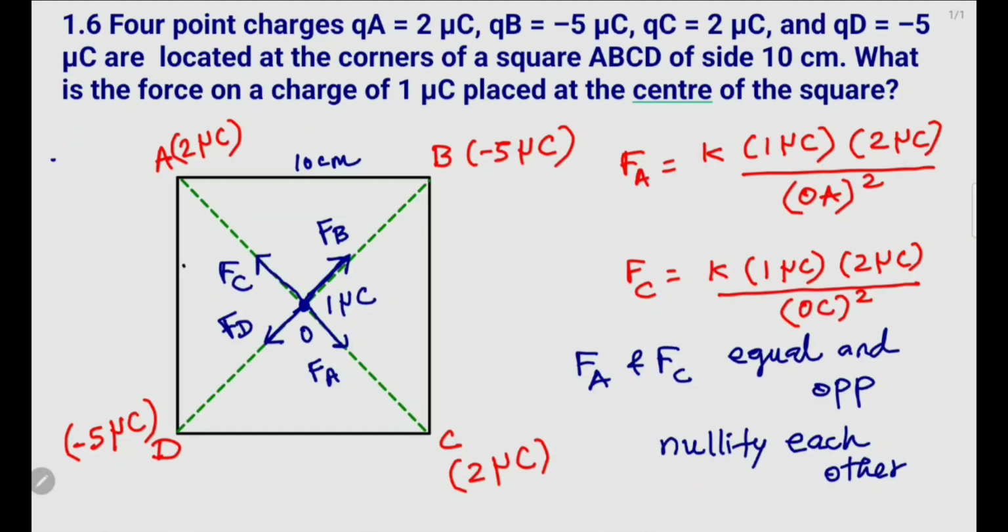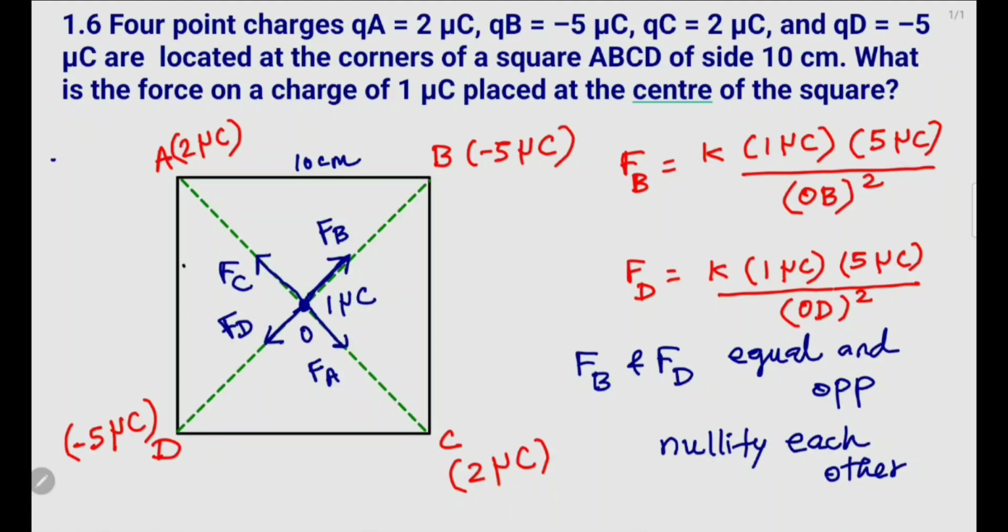Here I have written the formula. FA is K, that is 1 by 4 pi epsilon, I have just written it as K, Q1 Q2 by r squared. Q1 is 1 microcoulomb and Q2 is 2 microcoulomb, and the distance is OA squared, half the diagonal squared. Similarly for FC, again the same charge configuration, and OC is also half the diagonal. So in magnitude FA and FC are equal, and in direction they are opposite. That's why I have written here that they nullify each other.